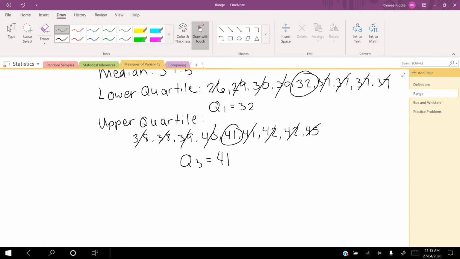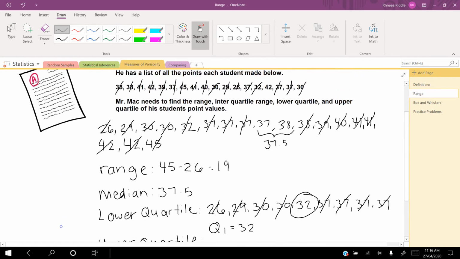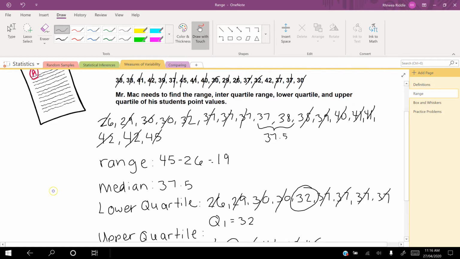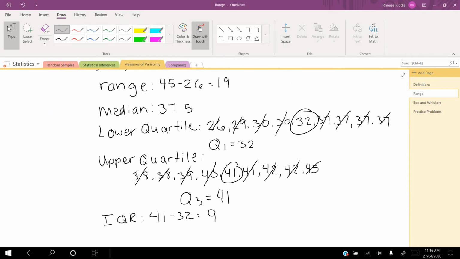So our last step is to find the interquartile range, or the IQR. Again, the interquartile range is the difference between the upper and the lower quartile. That is going to be 41 minus 32. And that is going to give you 9. So our interquartile range is 9. And we can go ahead and double check that we have the range, the interquartile range, the upper quartile, and the lower quartile of this data set, meaning we have answered all of the questions.